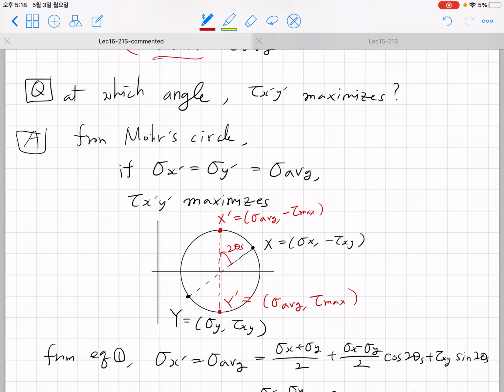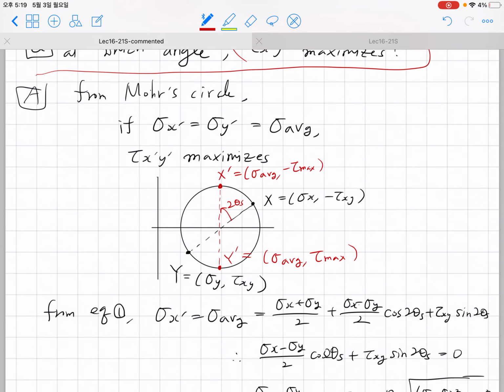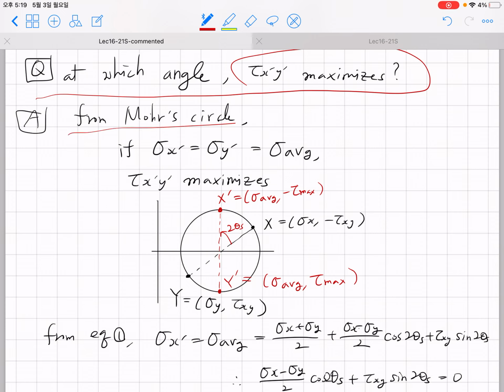The second question that we can ask is how to obtain the maximum shear stress and the coordinate system that has the maximum shear stress reading. At which angle does tau x prime y prime maximize? That's the question. From the Mohr circle, if you recall the meaning of the Mohr circle, the reading in shear stress is the vertical axis. So when you have the maximum reading in the vertical axis, the shear stress component tau x prime y prime is maximized. And that point occurs when x prime y prime and this origin are aligned completely vertically.